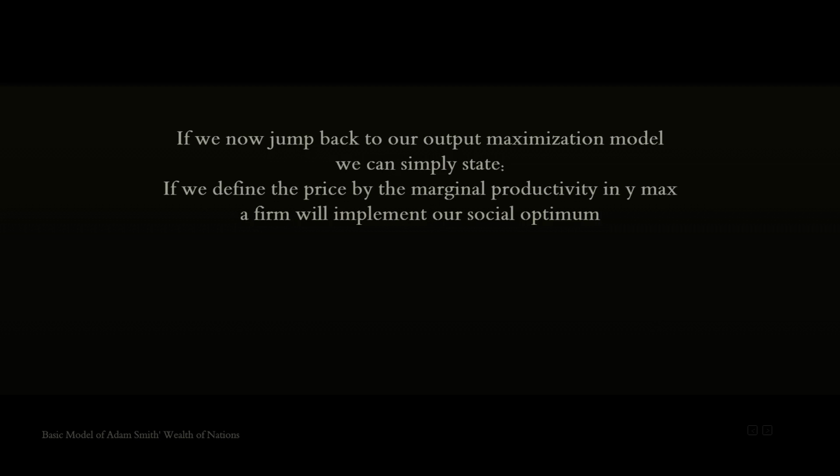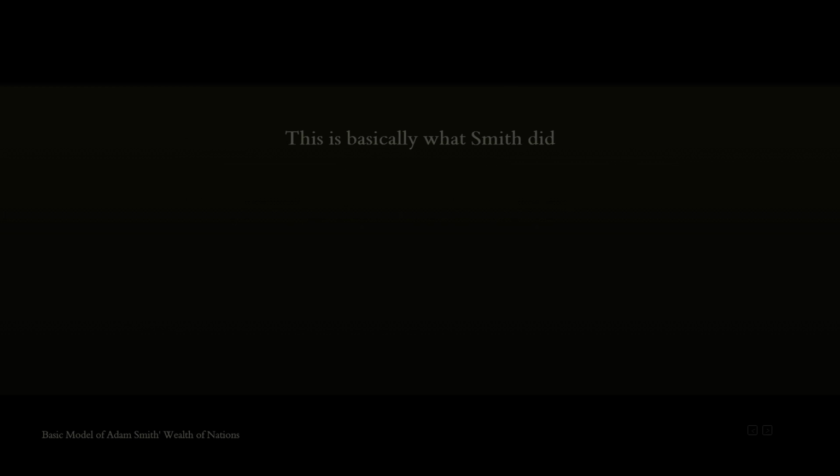If we now jump back to our output maximization model, we can simply state, if we define the price by the marginal productivity in y max, a firm will implement our social optimum. This is basically what Smith did. This is how we came to this price definition. And this procedure is completely unacceptable.